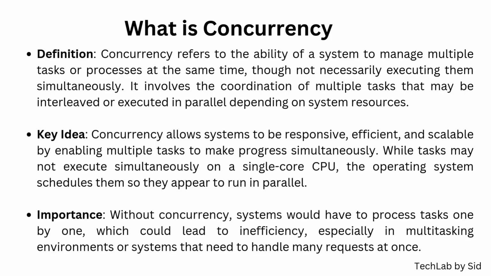In this video, we are going to discuss concurrency in computer science. What is concurrency? Concurrency is the ability of a system to manage multiple tasks at the same time, though not necessarily executing them simultaneously. It's a technique where tasks are coordinated in such a way that they seem to run in parallel depending on the system's resources.